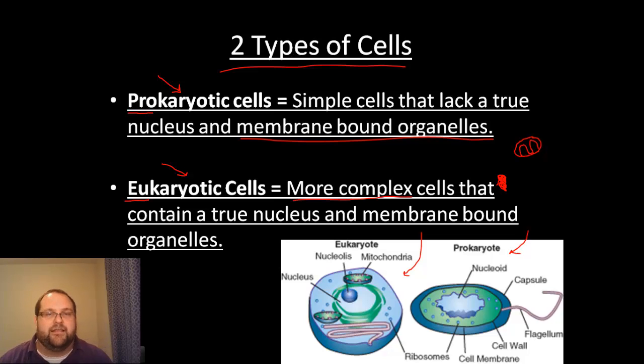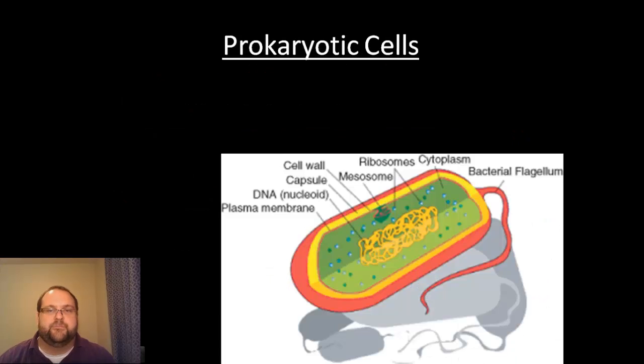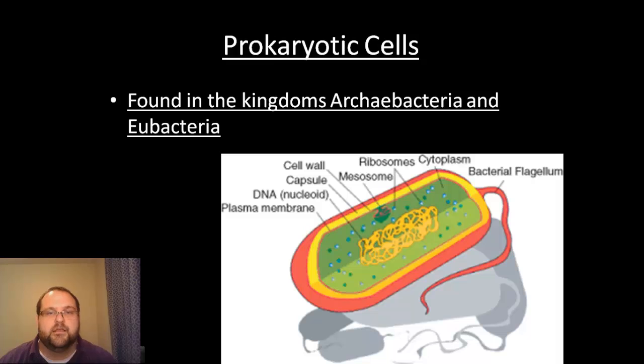So let's go on. Let's talk about these 2 types of cells. So the first type is a prokaryotic cell. If we're looking for these, they're found in the kingdom Archaea bacteria. Archaea means ancient, so these are the ancient bacteria. And eu again means true, so these are the true bacteria that we're used to. So prokaryotic cells, in short, are bacteria.